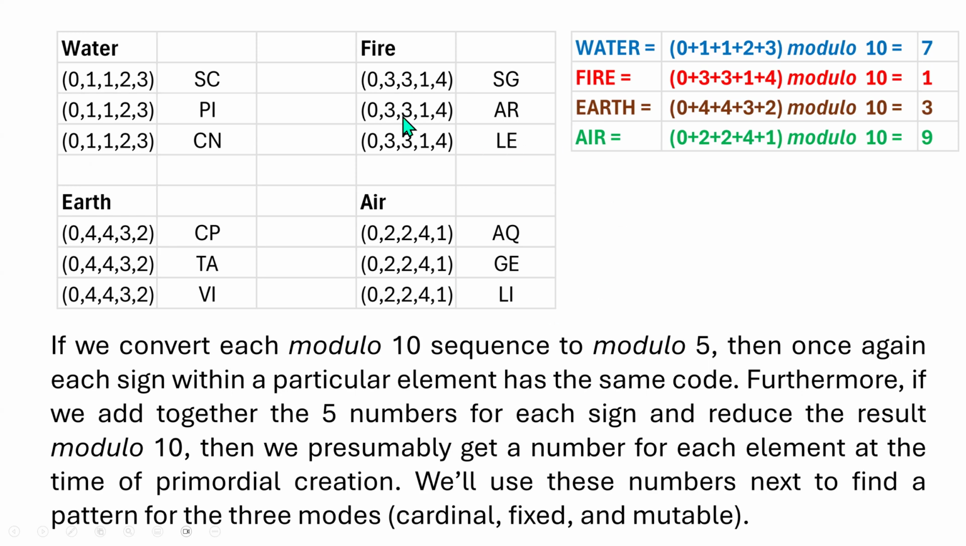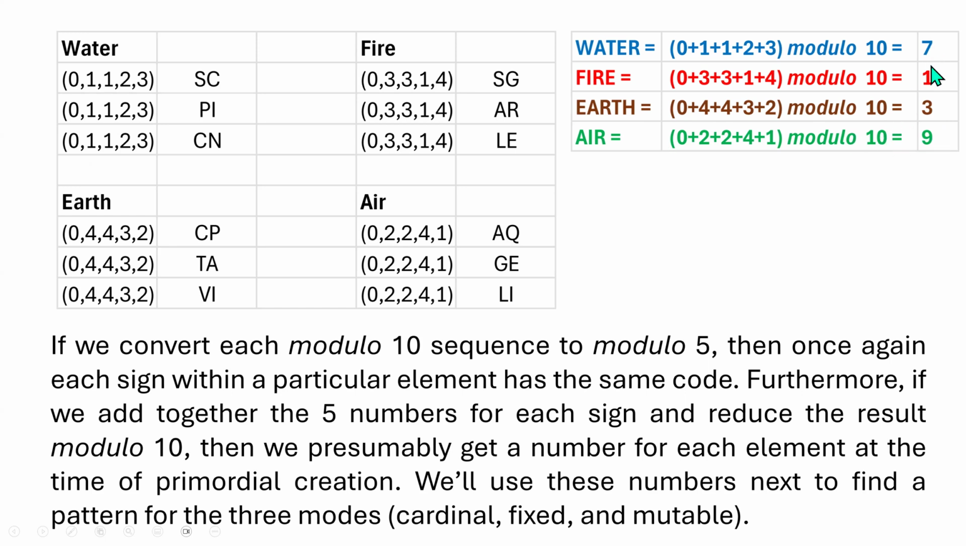Now, what I'm going to do is take this code for water, 01123. I'm just going to add these numbers together, express the result modulo 10, and I get 7. And I'll do the same for fire. I'll take the 5-digit code 03314, add up those numbers. That adds up to 11. But modulo 10, the result is 1. And likewise, we get the earth number is 3, the air number is 5.